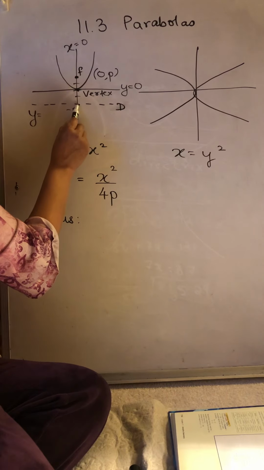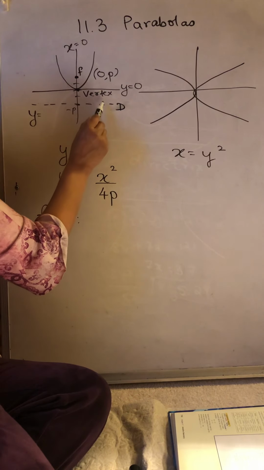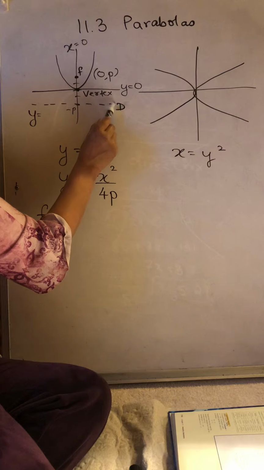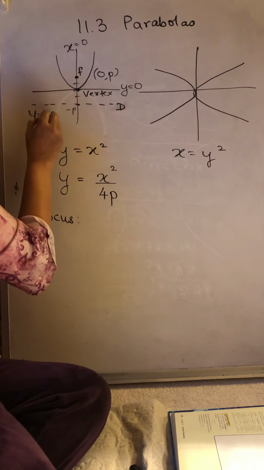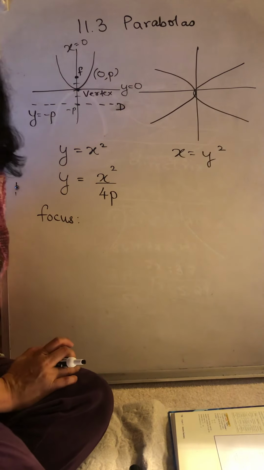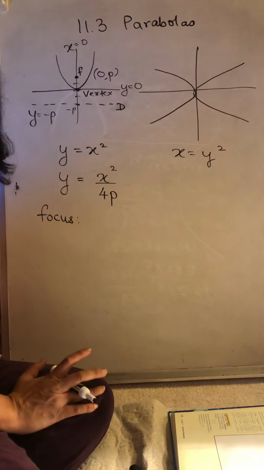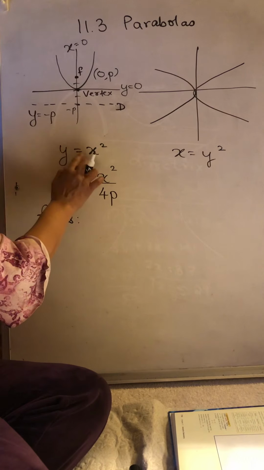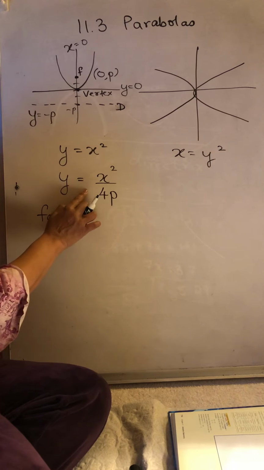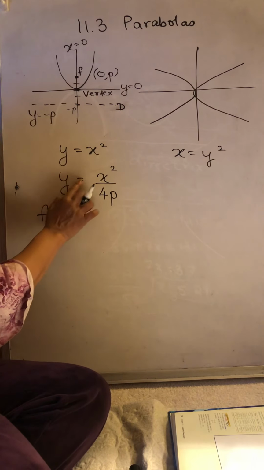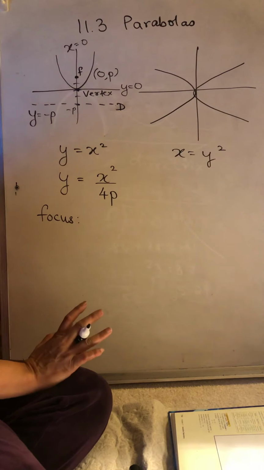So this is (0, negative p), this is (1, negative p), (2, negative p), (3, negative p). So the equation of this line is y equals negative p. Make sense? This is all there is to it. So if there is an equation y equals x squared, we are going to write it in this format: y equals x squared over 4p.